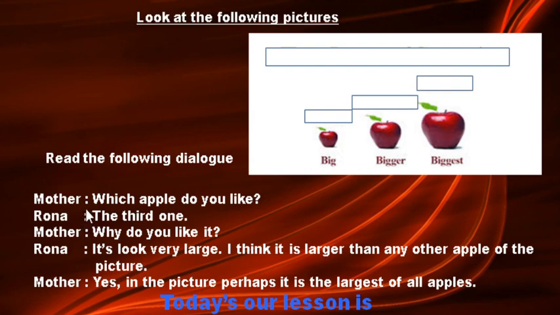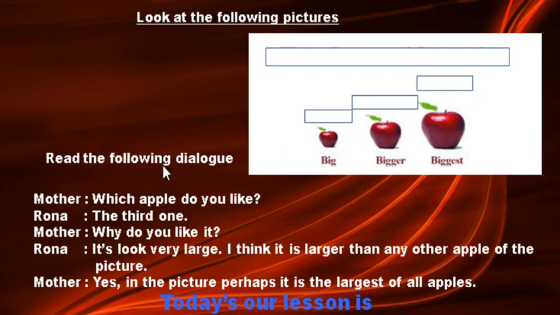"Mother, which apple do you like?" Rona says, "The third one." "Mom, why do you like it?" Rona: "It looks very large. I think it's larger than any other apple in the picture. It's natural that persons who are younger in age tend to select the best one, right?" Mom says, "Yeah, in the picture, perhaps it's the largest of all apples."